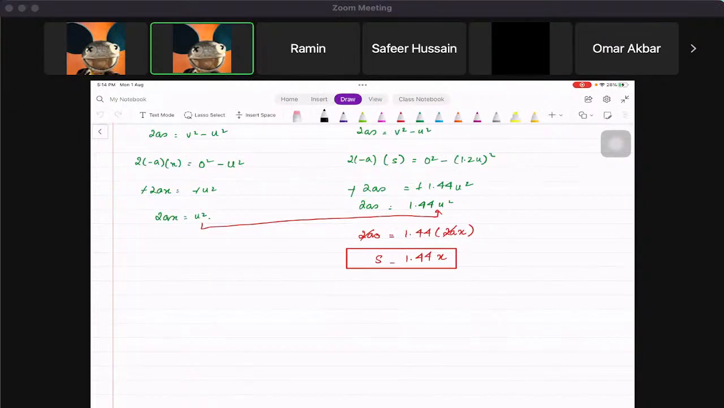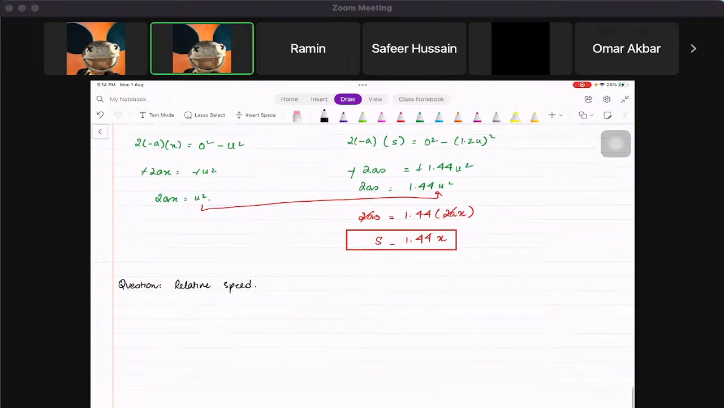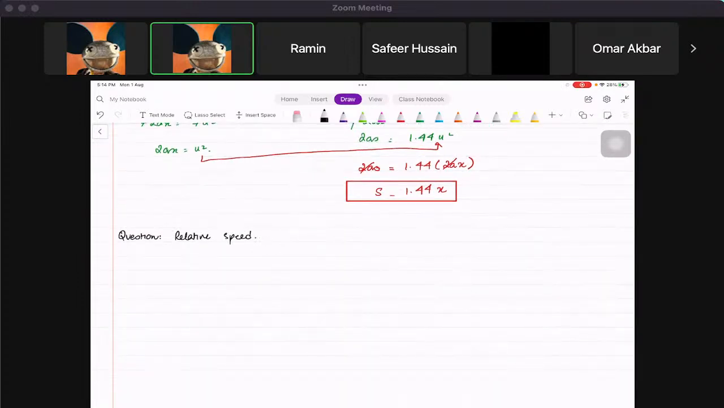Okay, so let's write this question. This is about relative speed. So let's see. Two trains, X and Y, are positioned as shown at t equals 0.